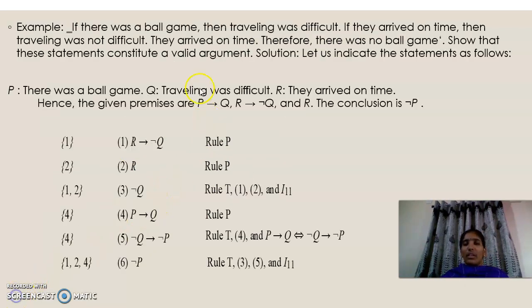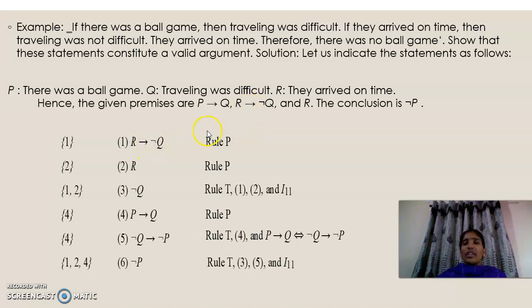In the same way, here the given problem is in statements. You have to convert those statements into formulas. The formulas are P conditional Q, R conditional negation Q, and R. The conclusion is negation P. So first I take the first premise, R conditional negation Q, and the next premise is R.